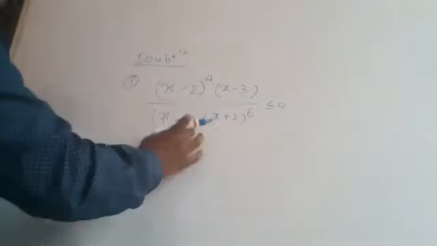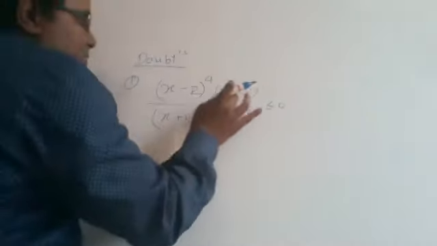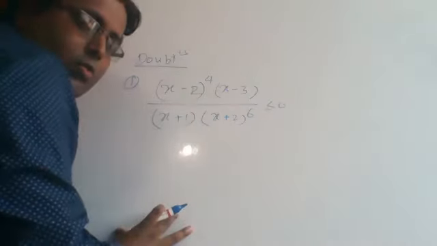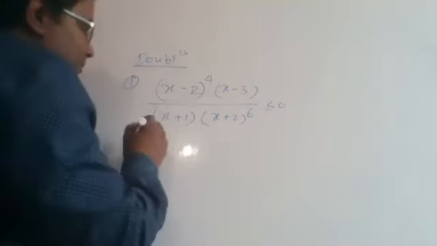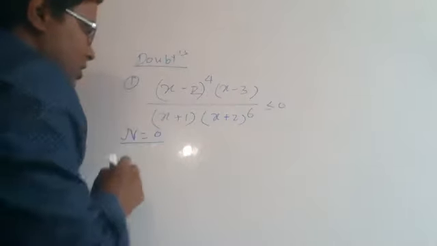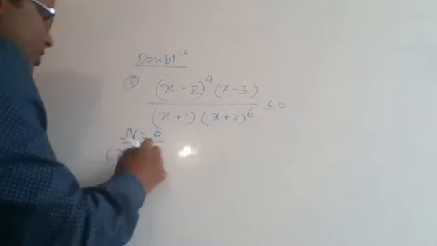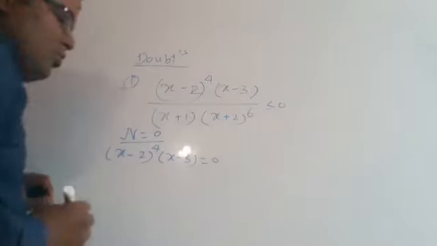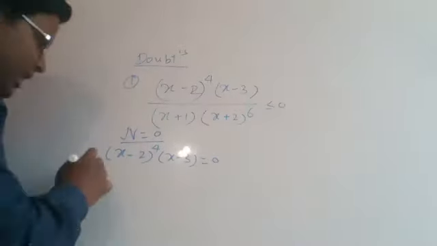So this one question: (x minus 2) power 4 into (x minus 3) upon (x plus 1) into (x plus 2) power 6 is less than or equal to 0. Okay, everyone. So first of all we put the numerator equal to 0. When you put the numerator equal to 0, what do we get? (x minus 2) power 4 into (x minus 3) equals 0. After that, what do we get?